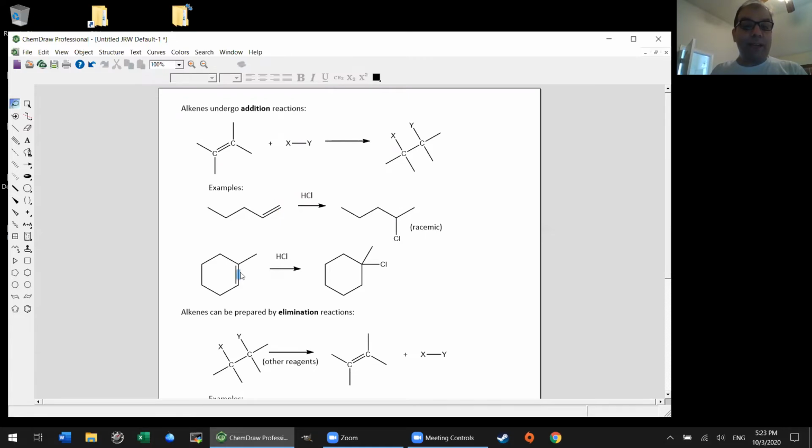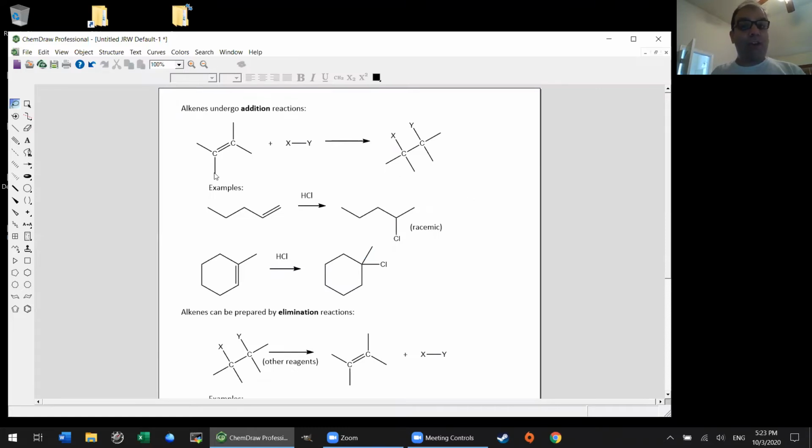If we did the same reaction with 1-methyl cyclohexene, I'd predict that we would get this compound. We might call that 1-chloro-1-methyl-cyclohexane. And that compound, of course, is not chiral. The way I know that is because there's a plane of symmetry running right down the middle that also bisects the chlorine in the methyl group. So this compound is not chiral. It is two groups effectively that are the same.